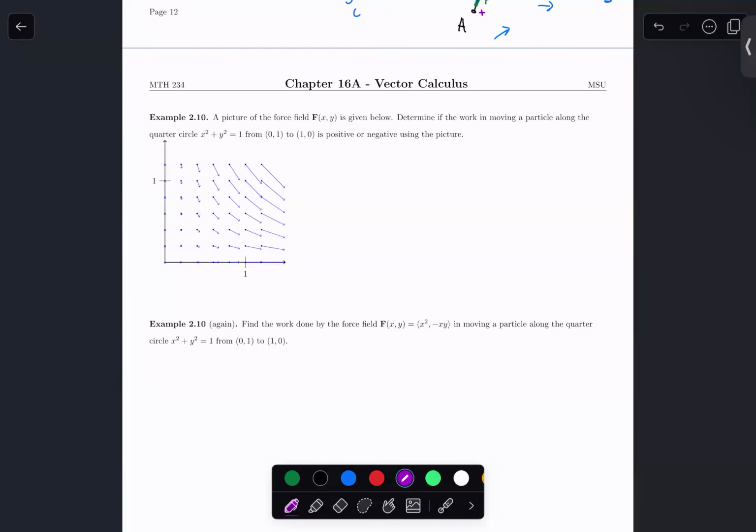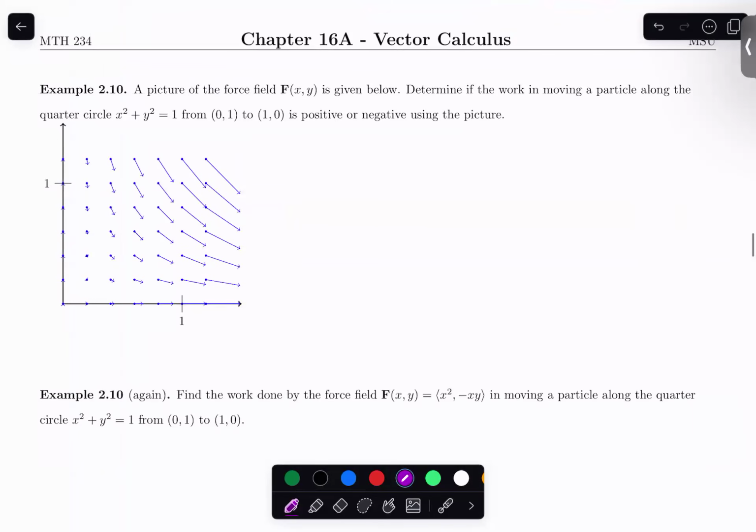All right, well then, I've given us a picture of a force field. And I'd like to first determine, using the picture, and this is a good conceptual question. I can imagine a true-false question like this on a quiz or an exam or what have you. Just determine if the work in moving the particle along the curve is positive or negative. Again, just using the picture. So I don't have to tell you what the equation is or anything like that.